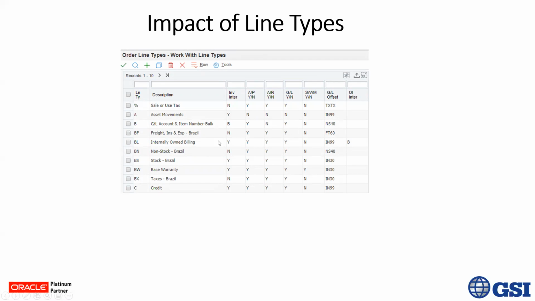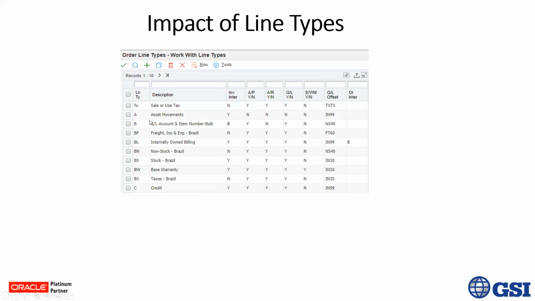Okay. Now, the column here, so these are different attributes, right? So do I want the inventory interface turned on for this line type? Yes or no? Do I want the accounts payable interface turned on? Accounts receivable, general ledger? I'm not even sure what this one is, okay? And what the GL class code is that's associated with it, okay?